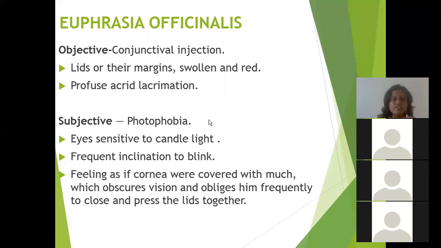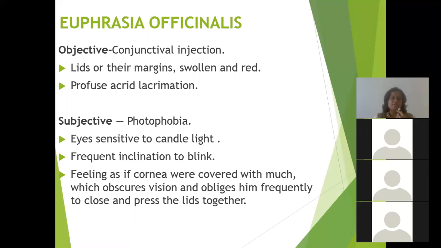Next is Euphrasia officinalis. We all know Euphrasia is a great remedy used in eye complaints. Objectively, there is conjunctival injection. Lids or their margins are swollen and red. There is a profuse acrid lacrimation with a bland coryza.